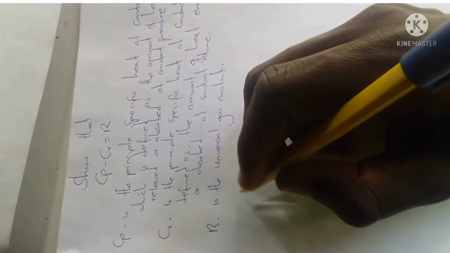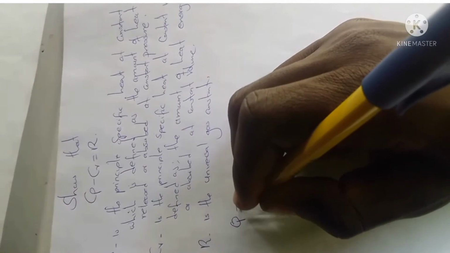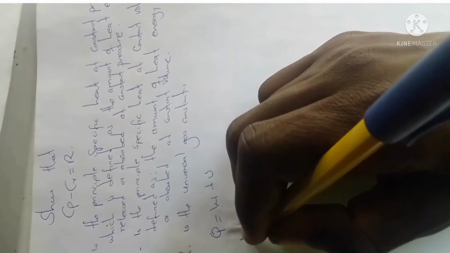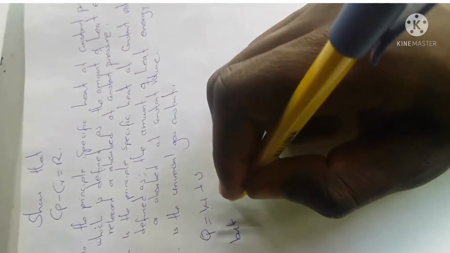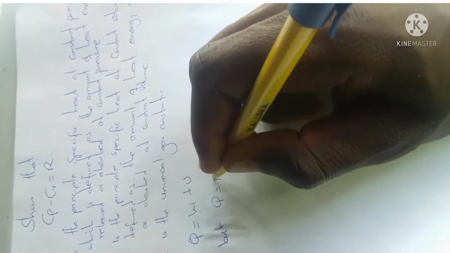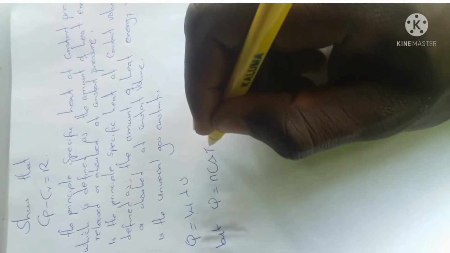Then from the first law of thermodynamics, which relates the quantity of heat being equal to the work done plus the internal energy. But this quantity of heat is equal to the number of moles times the specific heat capacity times the change in temperature.